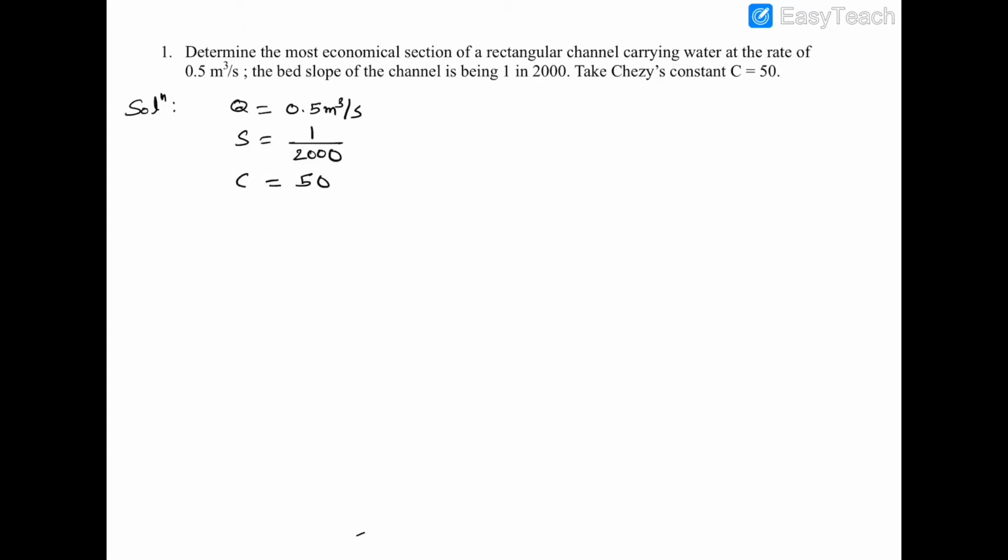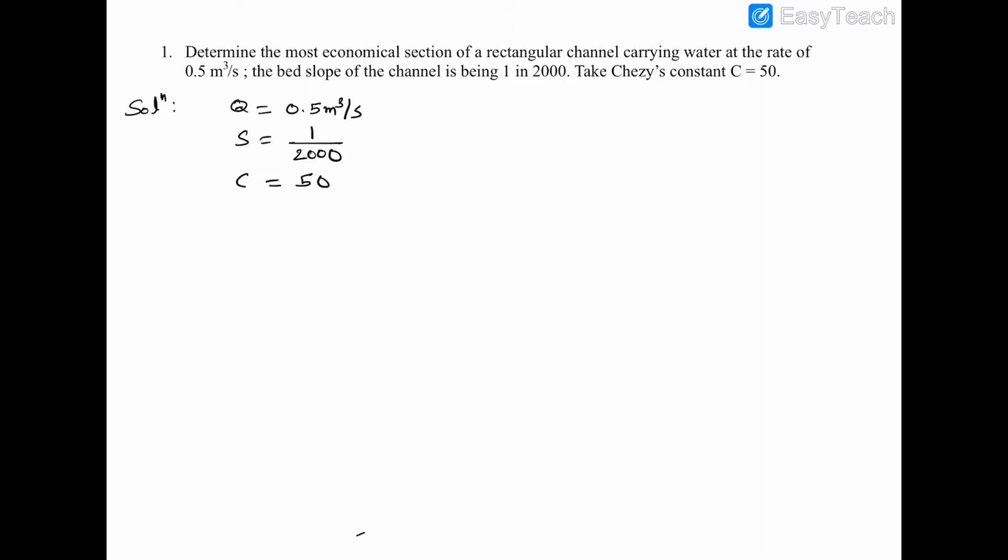And what is asked here? Determine the most economical section of a rectangular channel. We have to find the dimensions of the rectangular channel, and those dimensions should be such that it will cost minimum to construct that channel. Means we have to find the dimensions of the most economical channel section.